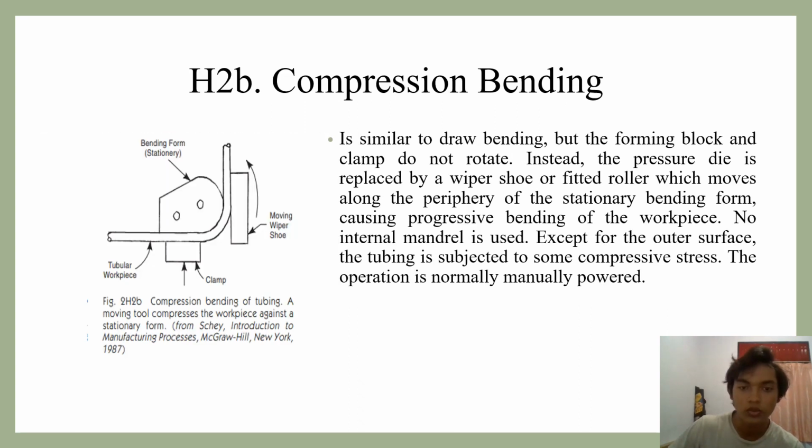Okay, next H2B, compression bending, is similar to draw bending, but the forming block and clamp do not rotate. Instead, the pressure die is replaced by a wiper shoe or roll which moves along the periphery of the stationary bending form, causing progressive bending of the workpiece. No internal mandrel is used, except for the outer surface. The tubing is subject to some compressive stress. The operation is normally manually powered. This is the manifold or stationary form, moving wiper shoe, clamp, and tubular workpiece.